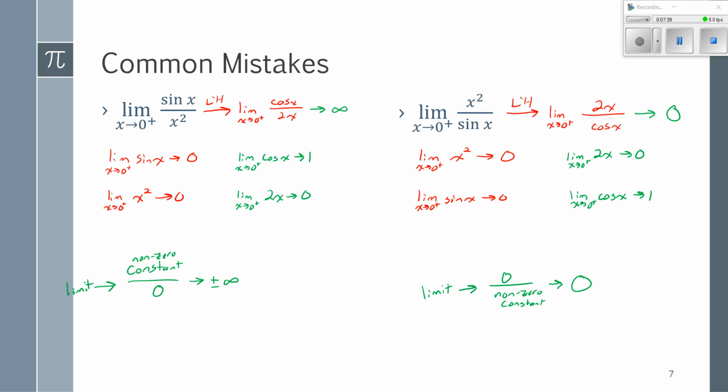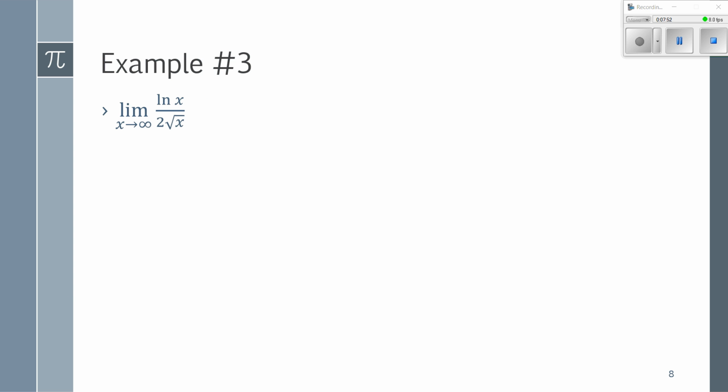That's just to highlight two mistakes. Those are both scenarios where people are tempted to do more L'Hopital's rules, because once you're comfortable with derivatives, L'Hopital's rule is fast. So I did want you to see an example of what about if I have infinity over infinity. So here I have the limit as x approaches positive infinity of the natural log of x over 2 square root of x.